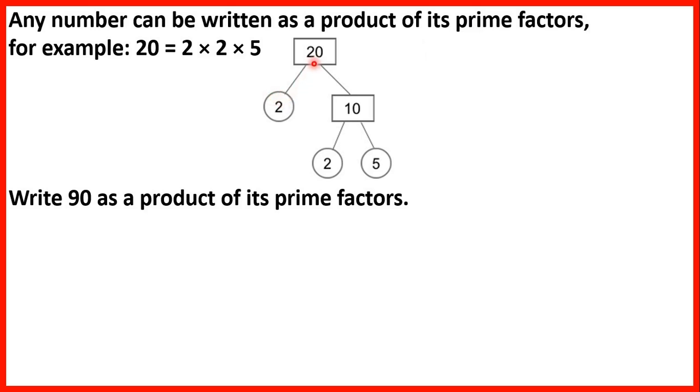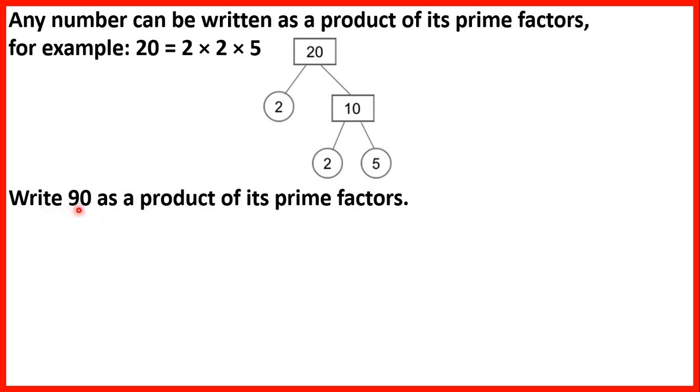So you can see what they've done here. They've worked out that 20 is 2 times 10, so they've written 2 and 10. 2 is a prime number, so they don't need to do anything else with the 2, but 10 is a product of 2 and 5. 2 times 5 is 10, so they've written 2 and 5 below 10. And then, to express the number as a product of its prime factors, they've looked at the end of the branches and seen that we have 2, 2 and 5. So as a product of its prime factors, 20 is 2 times 2 times 5.